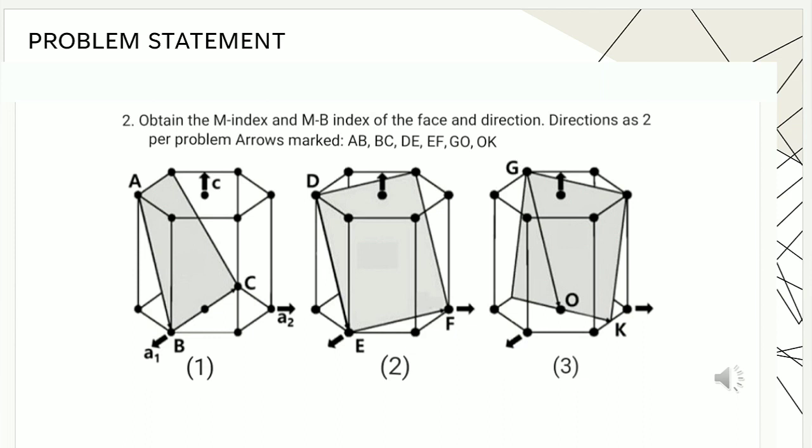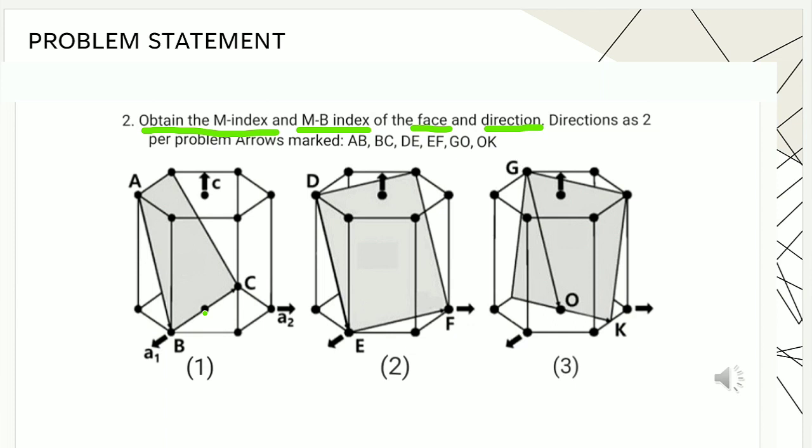The problem statement says: obtain the M index, which means the Miller index, and MB index, which means the Miller-Bravais indices. So this problem says to find out Miller indices as well as Miller-Bravais indices for the faces and directions shown in the figure. Now face means plane. So in part 1 of the video, I calculated Miller indices as well as Miller-Bravais indices for 3 of the planes that are shown in the figure by the gray shading.